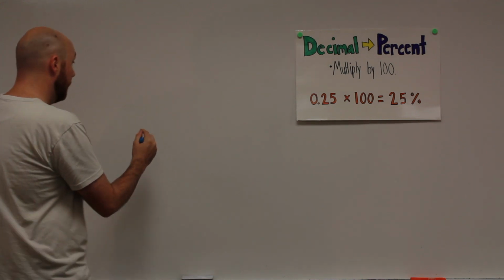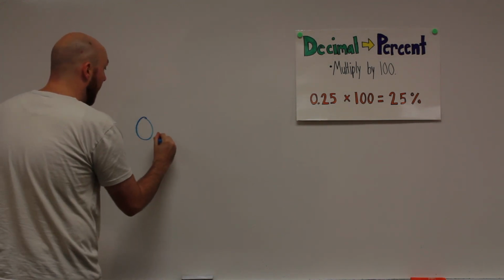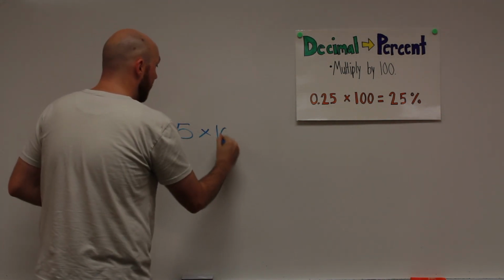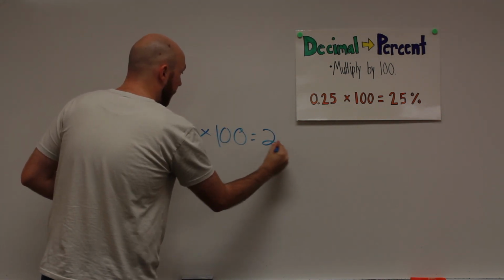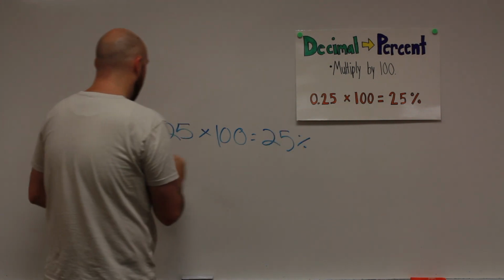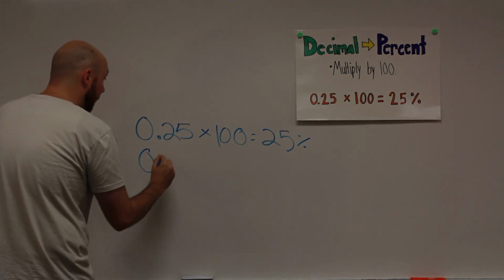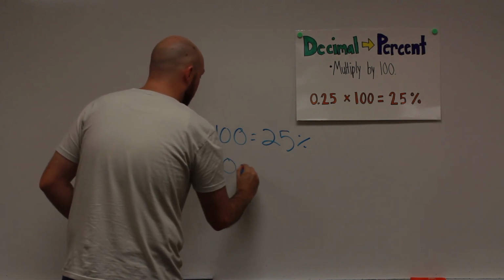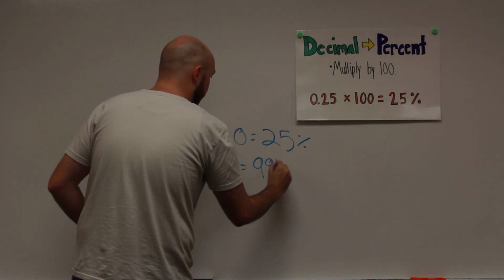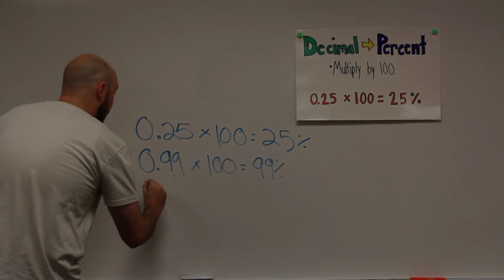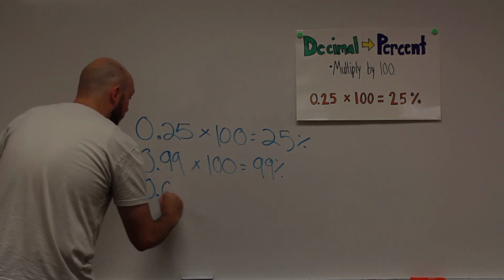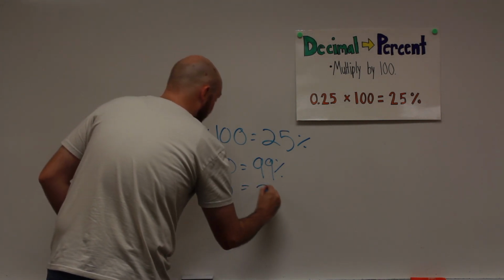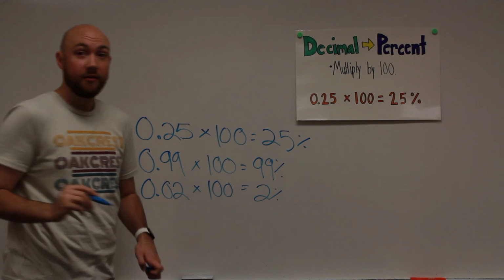So now if you're starting with 0.25, to get that to a percent, you're going to need to multiply by 100 and it will give you 25%. Again, if you're given 0.99, you multiply it by 100 and you get 99%. If you're given 0.02 times 100, you get 2%.